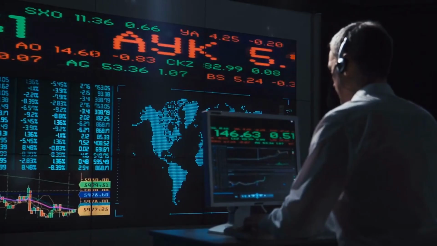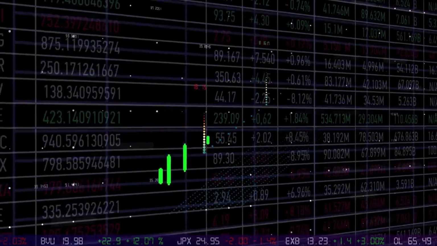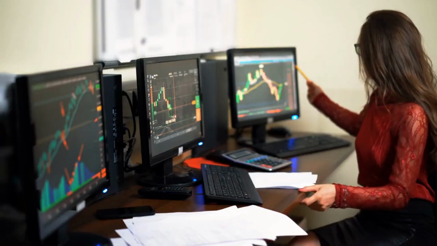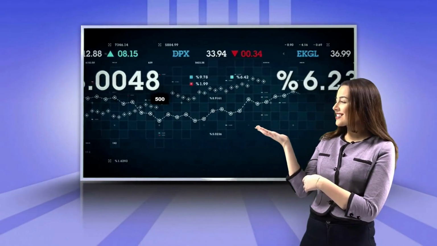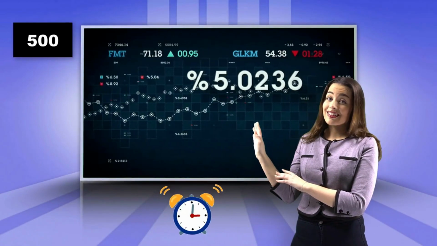Understanding stock data is your first step to financial freedom. Think of it as decoding the treasure map that leads to your investment goals. The key is knowing what the symbols and numbers mean and how they guide your decisions.